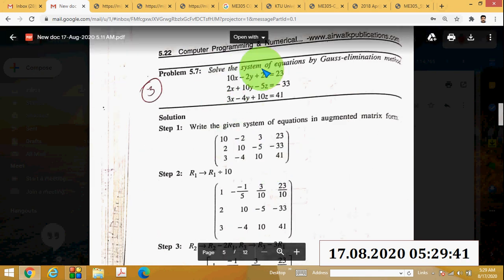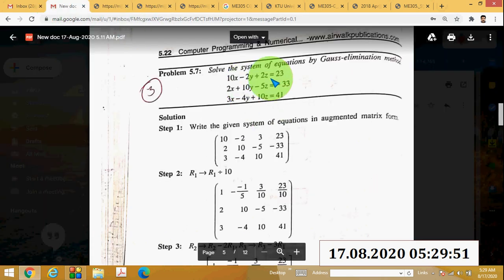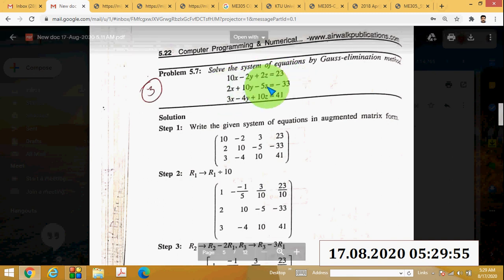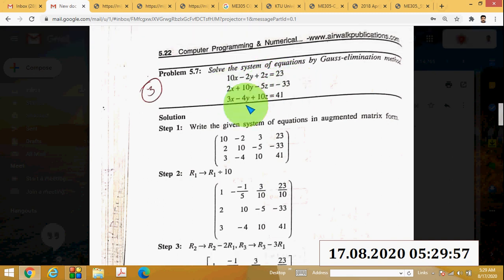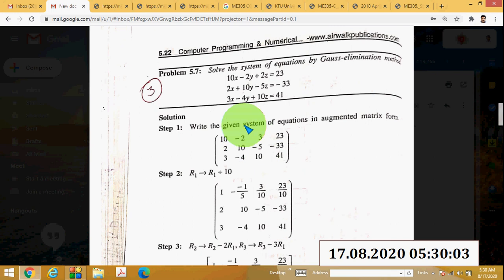Another example, so here this is the system of equations. This is the linear system of equations, a11 x1. So 10x minus 2y plus 2z is equal to 23, 2x plus 10y minus 5z is equal to minus 33, 3x minus 4y plus 10z is equal to 4. So you have to write the matrix in augmented form.